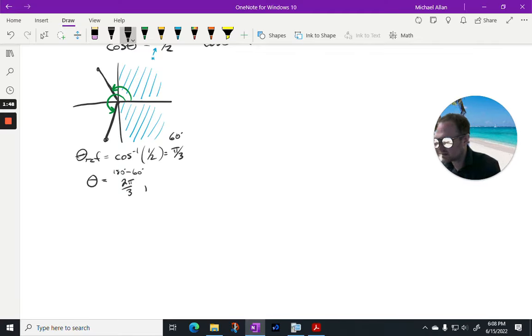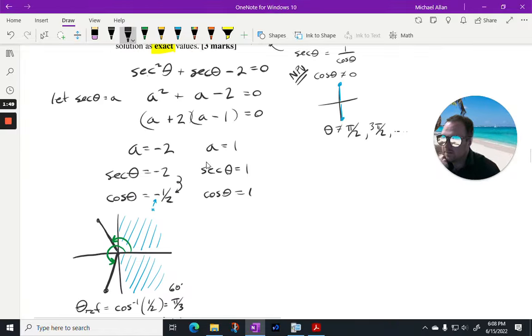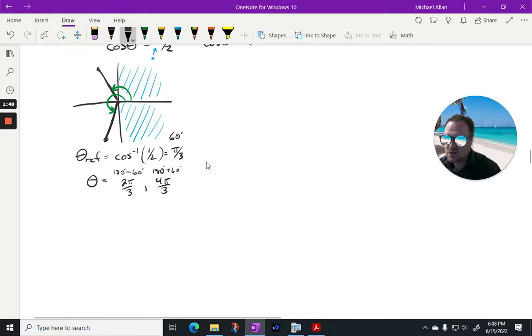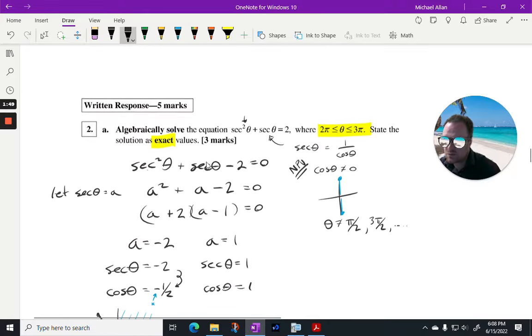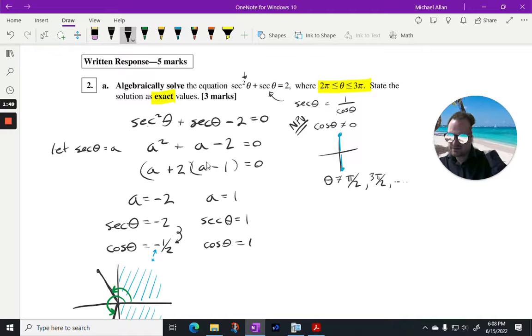Okay, and I don't know why, I'm getting a little tired, I think. It's just going to take a little bit of time here. So 4 pi over 3. So this is 180 plus 60. Okay, so now we know our two angles. Okay, awesome. But they don't fit within our domain. So we're going to look for coterminal angles that fit within this 2 pi, which is 360, to 3 pi.